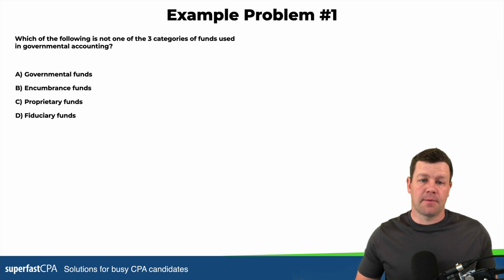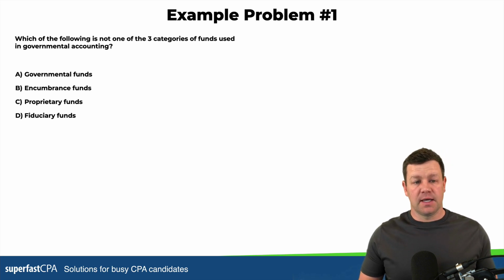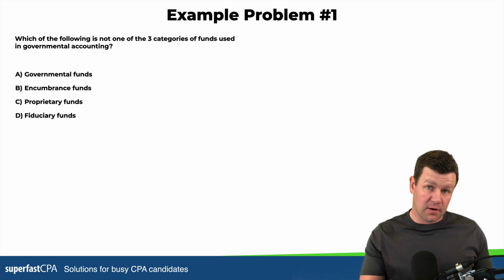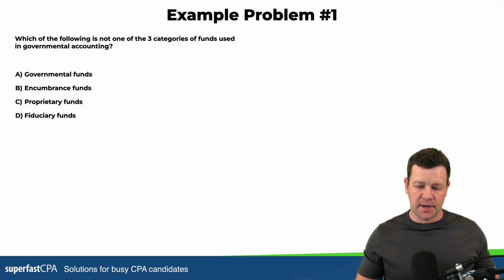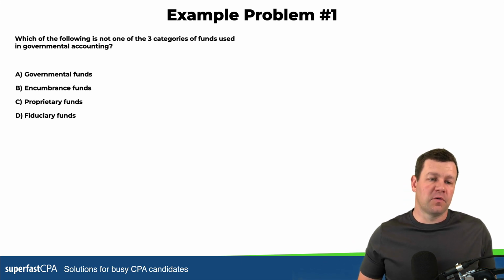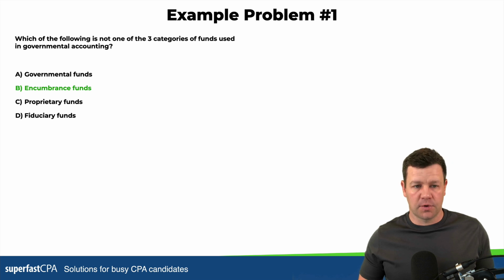So starting with example problem 1. Which of the following is not one of the three categories of funds used in governmental accounting? Is it governmental funds, encumbrance funds, proprietary funds, or fiduciary funds? So just take a second, pause the video, and read through those and make your best guess. That's all you're trying to do at this point. We will move on. So the answer is encumbrance funds.